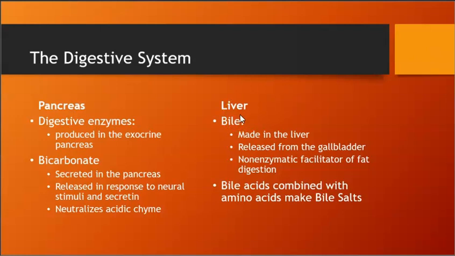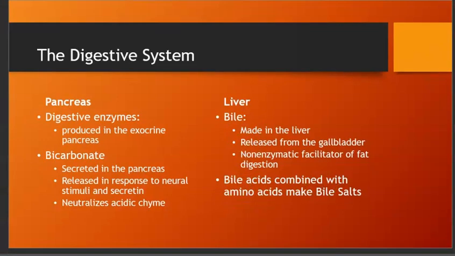Your liver secretes bile, and it's released from the gallbladder. Bile is also non-enzymatic. It's a facilitator of fat digestion. Bile acid combined with amino acids make bile salts. The liver, pancreas, and intestine together secrete more than 3 liters a day to complete digestion of ingested nutrients.